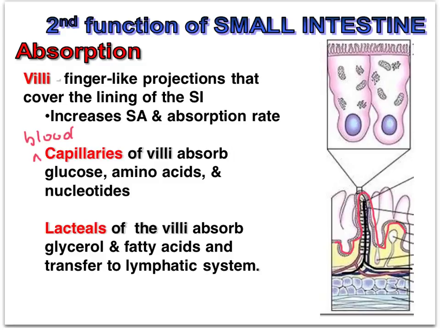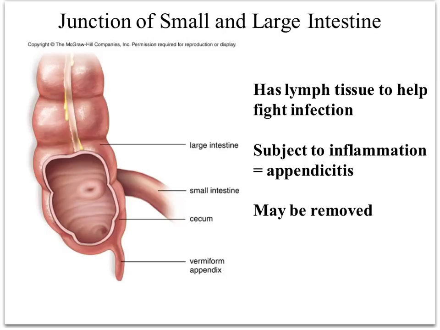All right, now that we've digested and absorbed within the small intestine, that waste is now leaving the small intestine and heading into the large intestine. Now, sitting right at the bottom of the large intestine is the appendix. So this has lymph tissue, and it helps fight infection. It's thought to be the home for the extra good bacteria that exists in our large intestine.